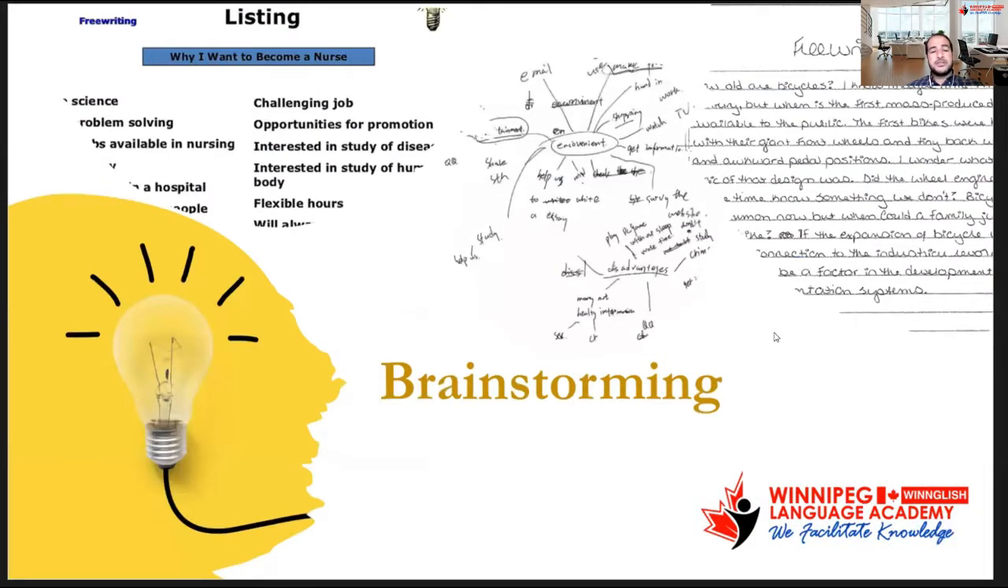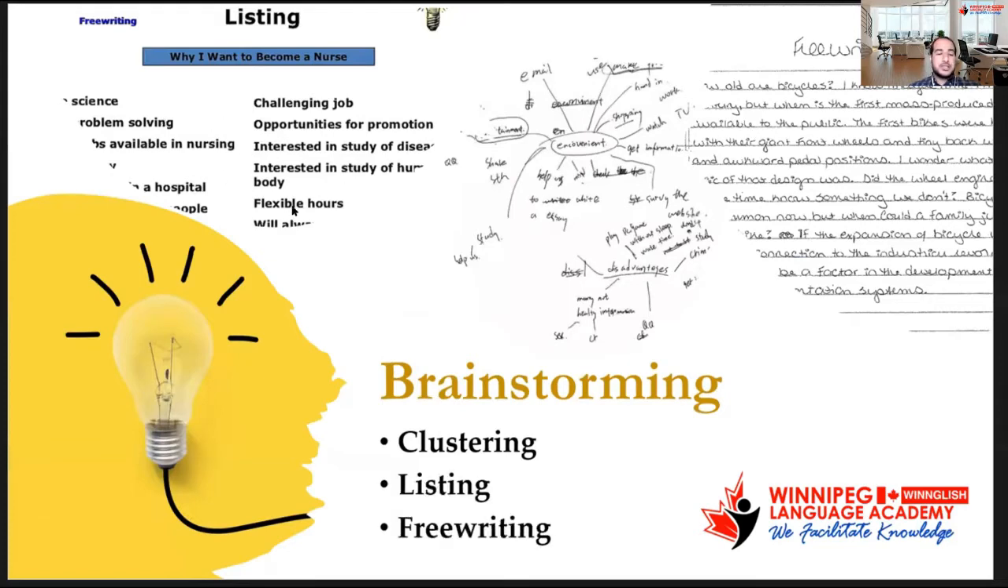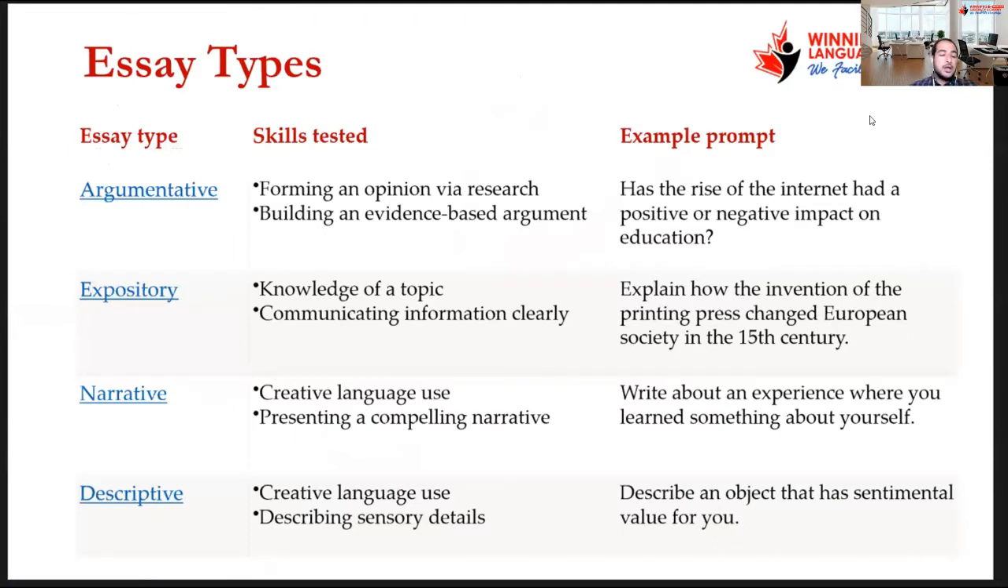Also, we talked about the different types of brainstorming, and we mentioned that there is clustering, this way where you draw a circle in the middle and you start generating ideas. And then the second type was listing, to write a list of ideas about the topic. Then free writing is just to write freely what comes to your mind. Also, we covered the most important types of essays, which is argumentative, expository, narrative, and descriptive. And if you wanted to look at the details of that, you can go back to the previous sessions.